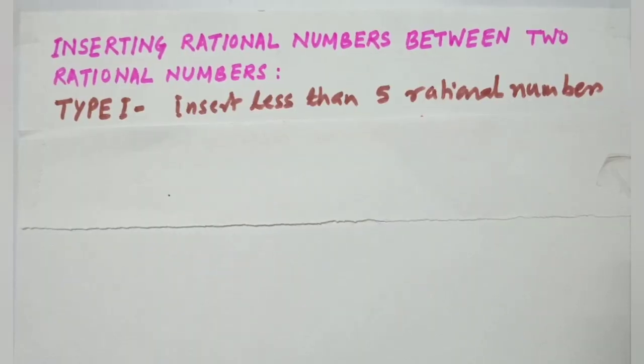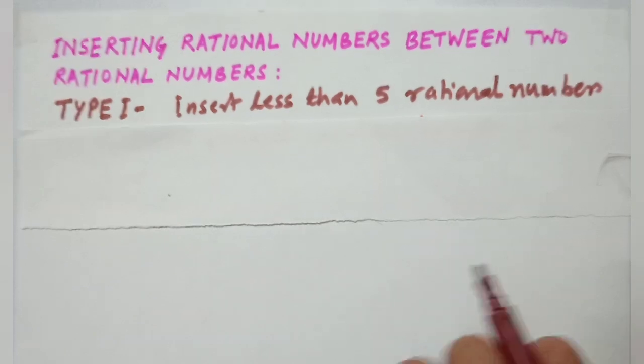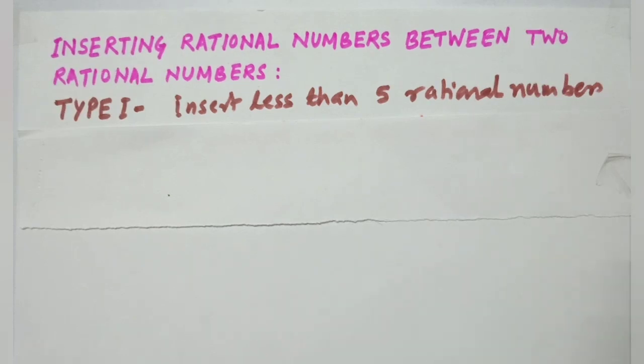In this video, we will learn how to insert a few rational numbers between two given rational numbers. Different types of questions are divided into different types. So type 1: when we have to insert fewer than 5 rational numbers between the two given rational numbers.